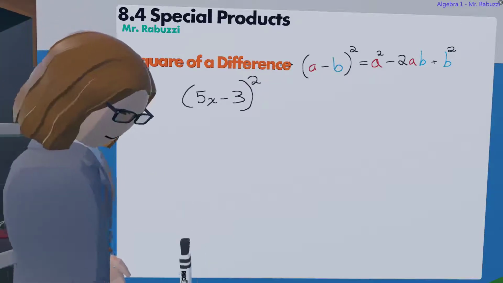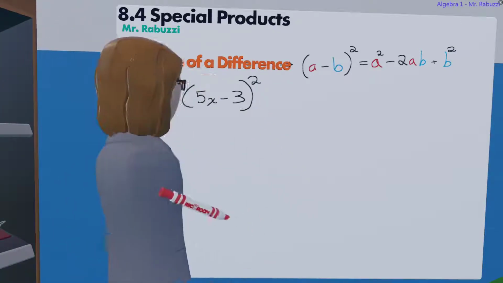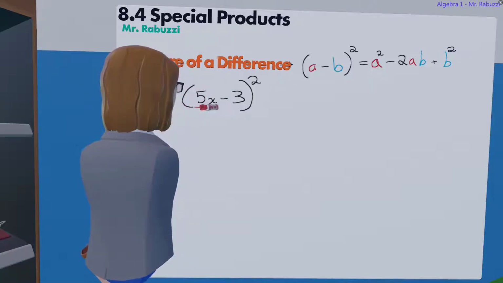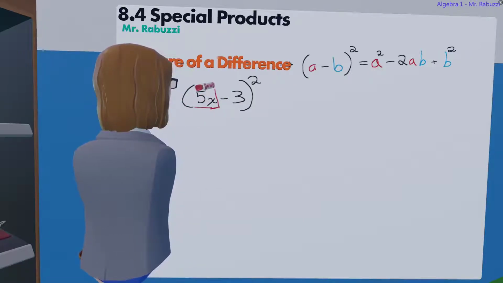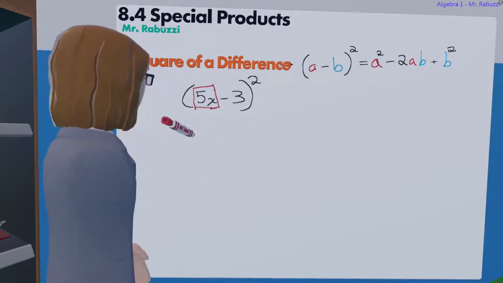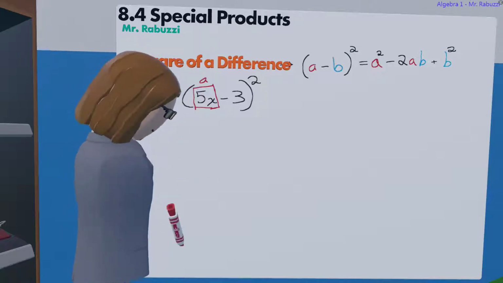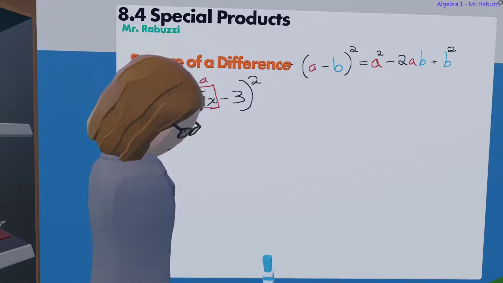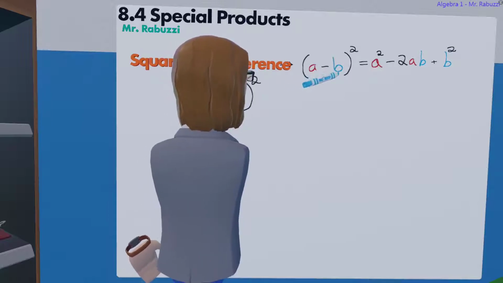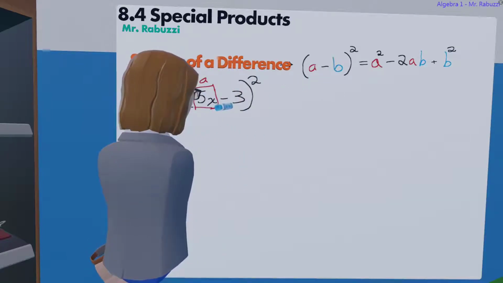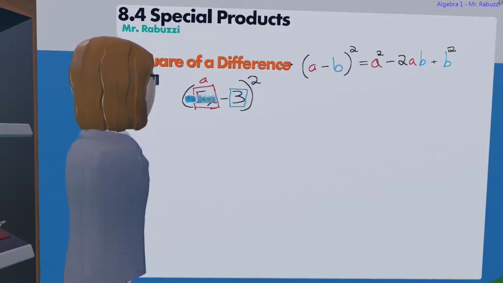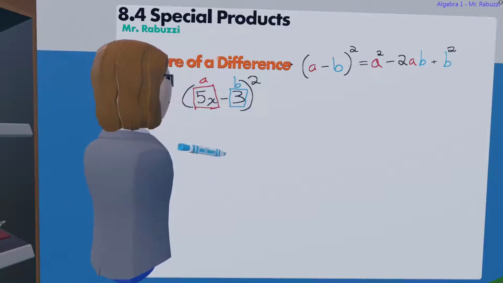So let's figure out what is A. A is our first piece, our first term. Okay. A. And what is B? Well, B, we don't take the minus. We only take the numbers and variables at the end. So we ignore that minus, and there's our B. Okay.